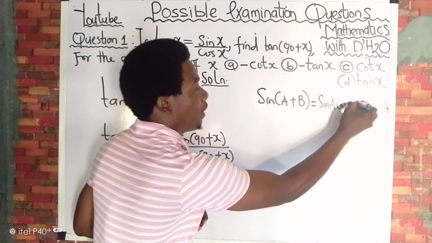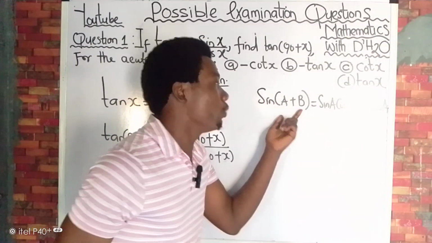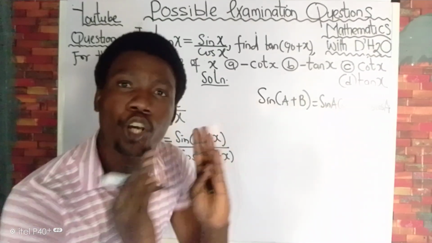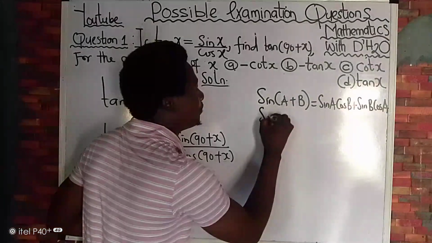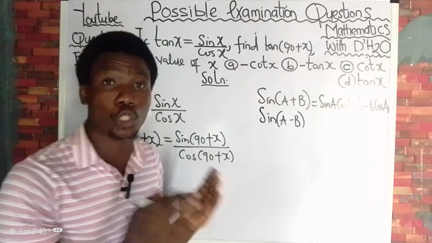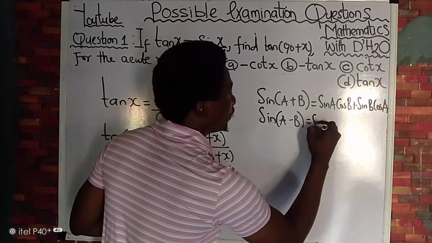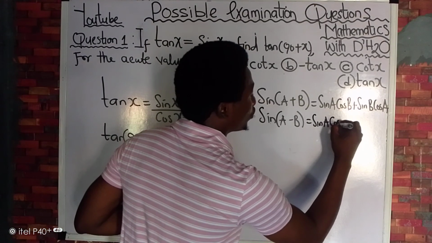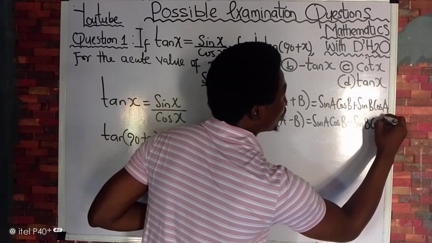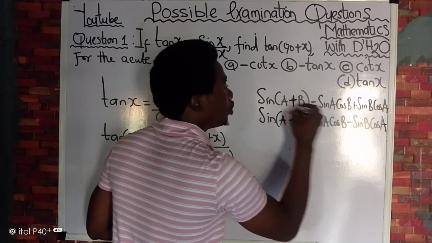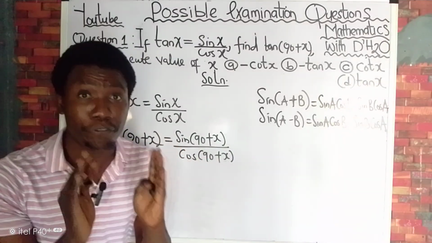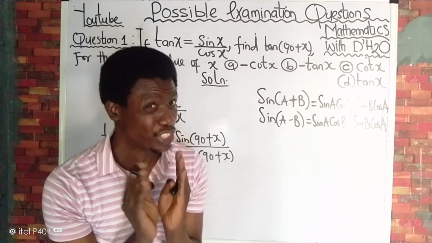So plus, you have plus here. Sine (A plus B) will give us sine A cos B plus sine B cos A. On the other hand, if I have sine (A minus B), it's just to change this plus to minus. So that will give us sine A cos B minus sine B cos A. Whenever you have plus here, you have plus here. Whenever you have minus, you have minus. So it is quite easy. This is your compound angles for the sine function.